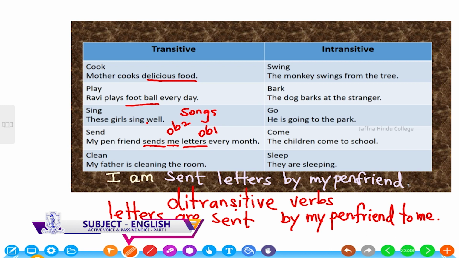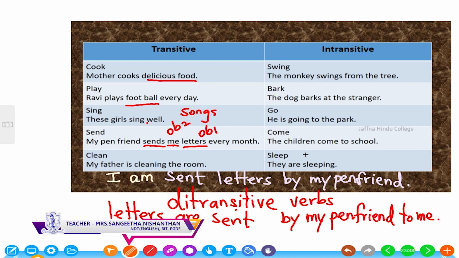Look at the fifth one, clean. My father is cleaning the room. It is in present continuous tense. Who? My father. What is he doing? Is cleaning. So, the verb is cleaning. What is he cleaning? The answer is the room. So, this is the object. So, the verb clean carries the object. So, it can be changed into passive voice. It is a transitive verb.